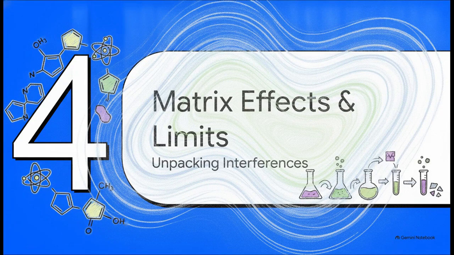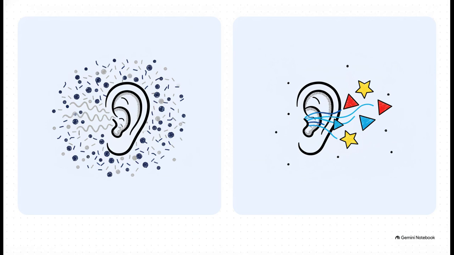Let's keep following these clues right into Section 4, Matrix Effects and Limits, unpacking the interference. Let's see how the sample's own chemical makeup can actually distort the evidence. Remember how we just talked about the detection limit? Well, there isn't just one type of limit. Labs use different terms, and you really need to know the difference between MDL and LOQ.